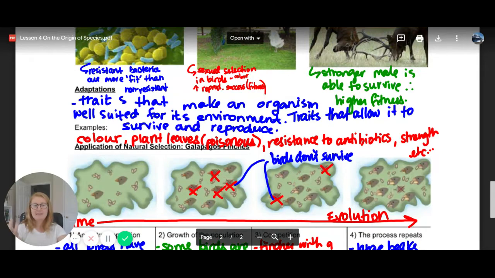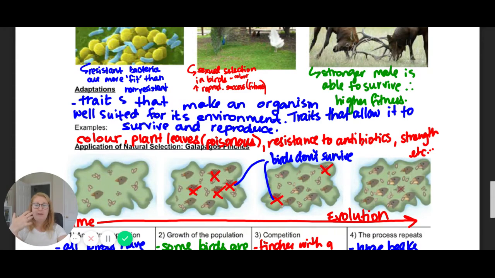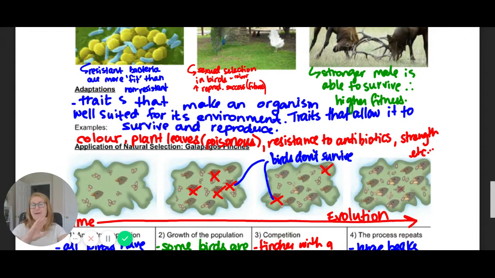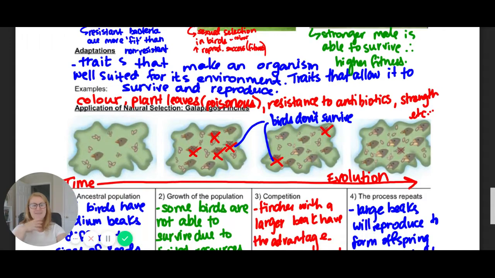Some examples of this, again, it could be colors of things. It could be that you grow poisonous leaves that things can't eat. It could be strength, et cetera, et cetera. There are lots of examples of adaptations. We're going to talk about more of them as we continue on.